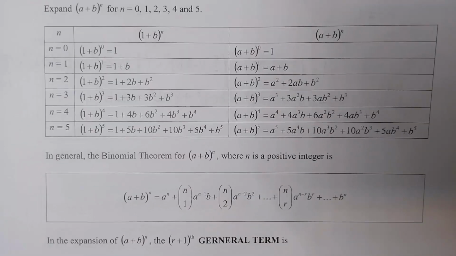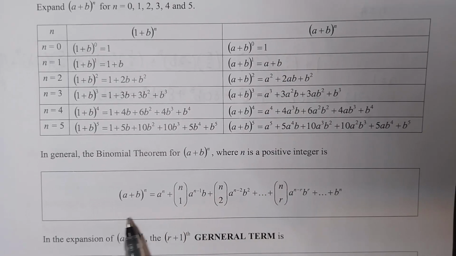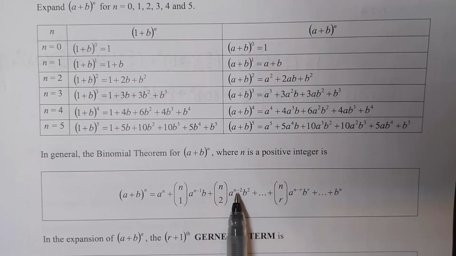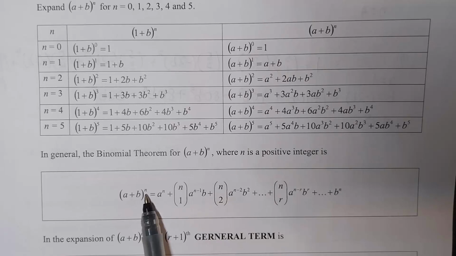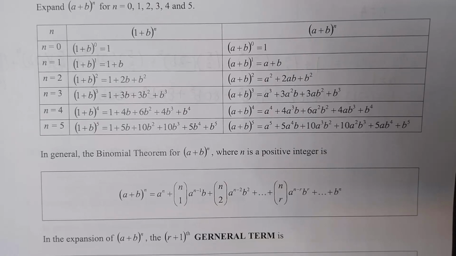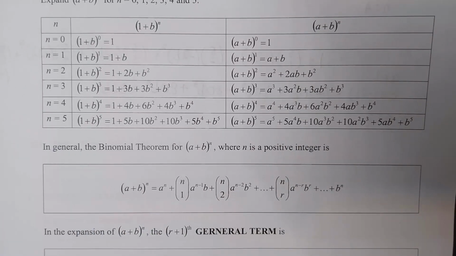And every term here, the powers will add up to 5. And seeing these patterns, we come up with the formula for the binomial theorem. For the first term, the power will be decreasing by 1. For the second term, the power will be increasing by 1. And if you add up the powers, it will always be the same as the power here, in this case, n. Don't worry, we will take a closer look at this formula again using some examples later.